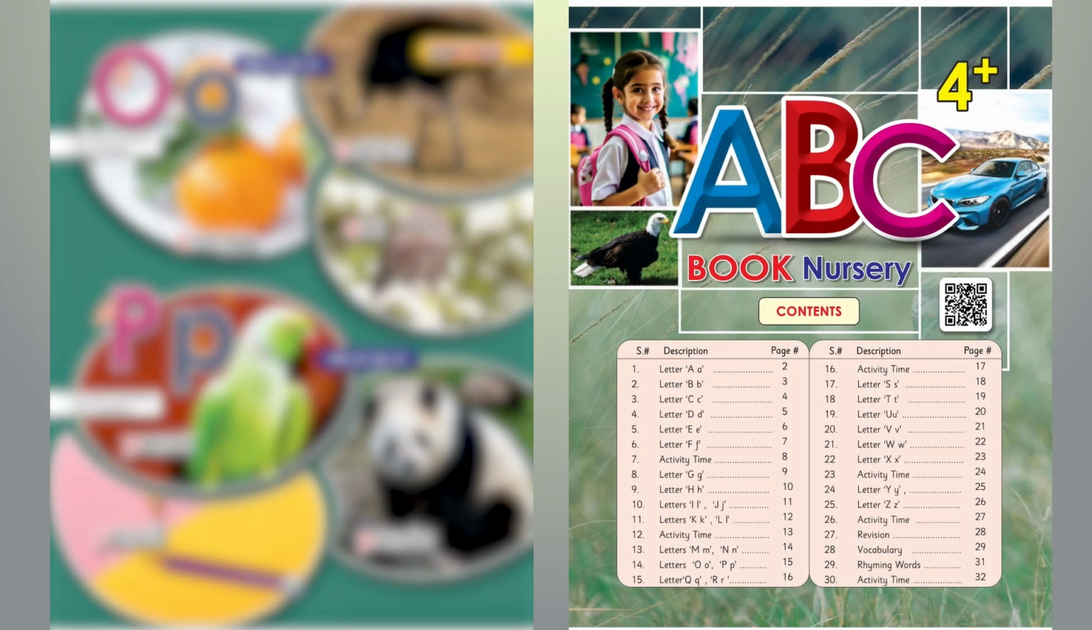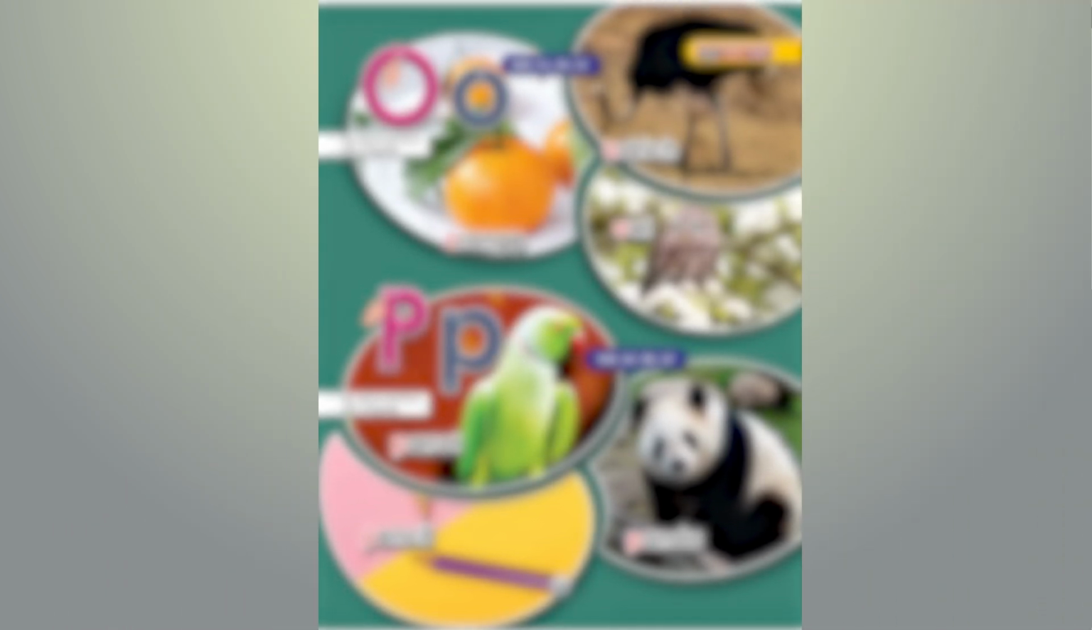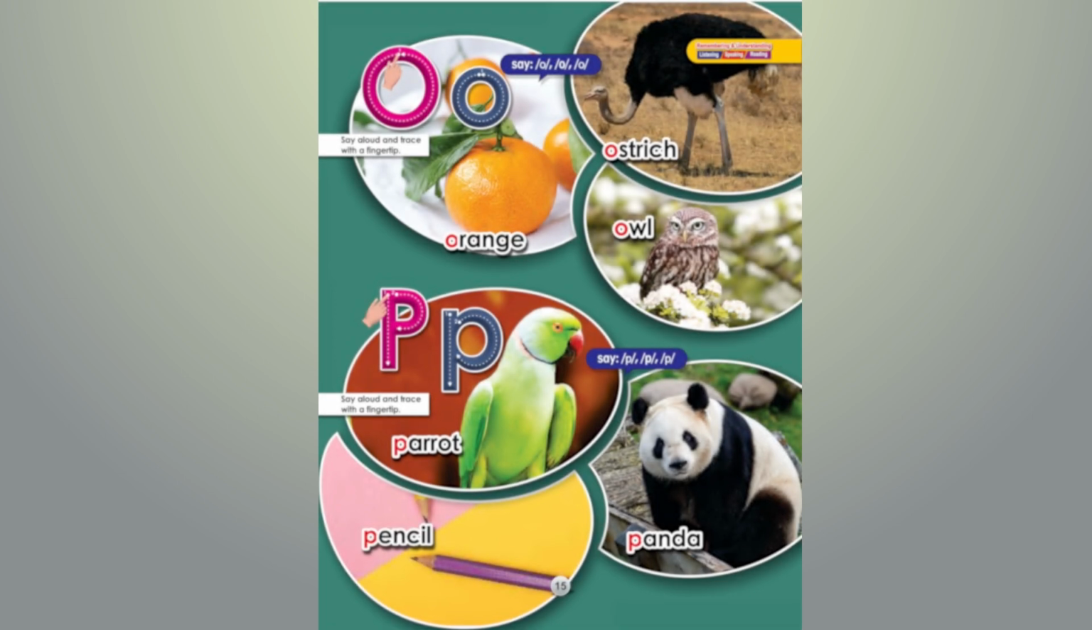Welcome back, dear students. Today we're gonna do page number 15 of ACD English Age Group 4 Plus book. So what is on this page? Today we're gonna do listening, speaking and reading of alphabet O and P. So dear students, do you know what is the sound of alphabet O? O, orange. O, owl. O, ostrich.